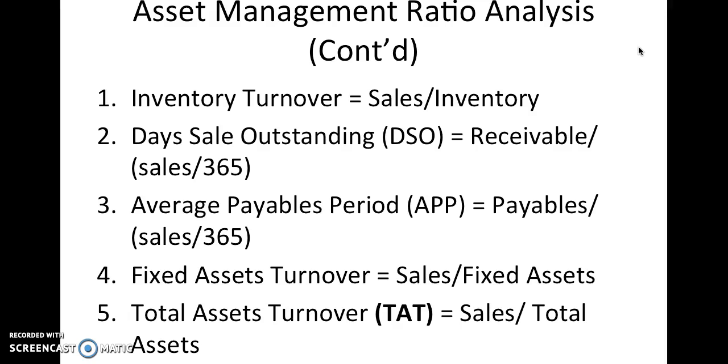So there's 5 different asset management ratios: inventory turnover, sales divided by inventory, days sales outstanding, average payables period, fixed asset turnover, and total asset turnover. Just a little trick here, something that I use personally to help myself remember these ratios. For turnover ratios, you'll often find sales in the numerator and that first asset class in the denominator. So when you look at inventory turnover, it's sales by inventory. Fixed asset turnover, sales by fixed assets. Total asset turnover, sales by total assets.